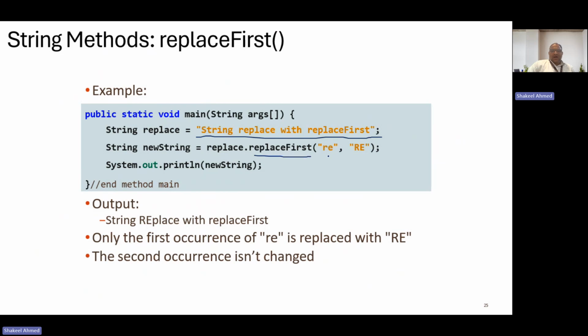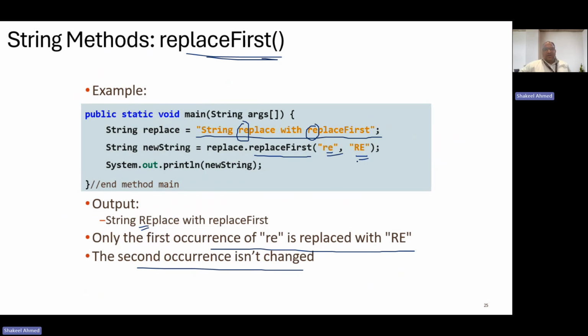You want to change re to RE. Wherever re is there, it will change that place. You can see here only the first occurrence is replaced, not the complete string. There is re one time here, and also one time here. We want only the first one to be replaced, not the second. You can see that the string re is changed to RE in capital letters, only the first occurrence is changed, and the second occurrence is not changed.